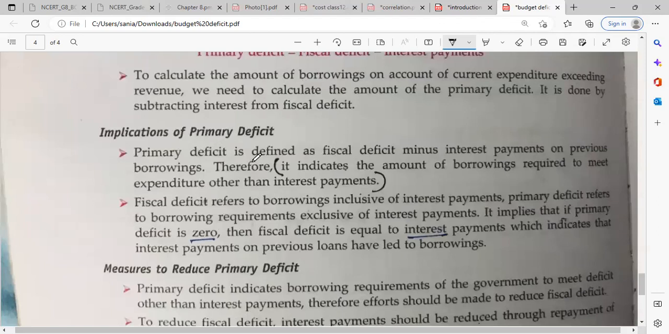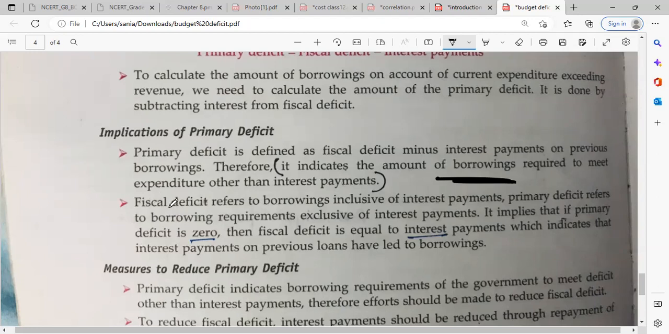So over here, primary deficit is defined as the fiscal deficit minus interest payment on the previous borrowing. Therefore, it indicates the amount of borrowing. With the help of primary deficit, you get to know how much borrowing is required to meet the expenditure other than the interest payment. So primary deficit tells you how much you need to borrow so that you can control this deficit.